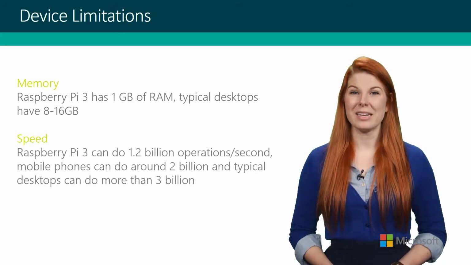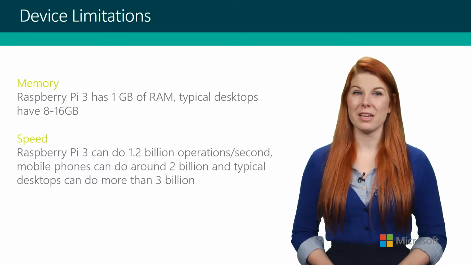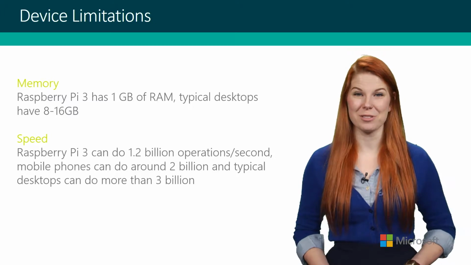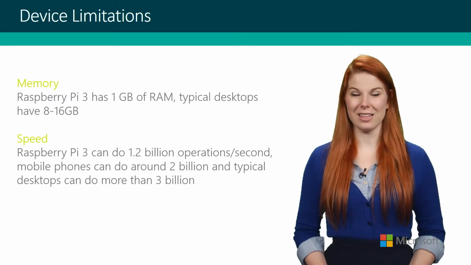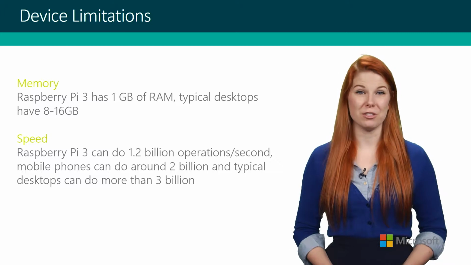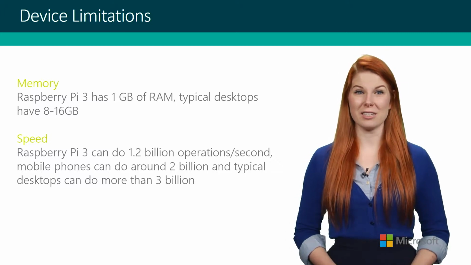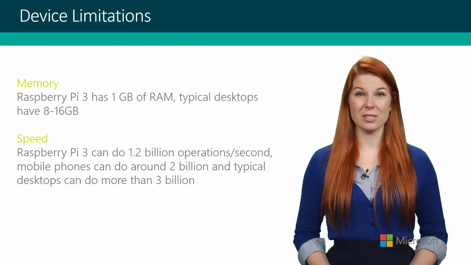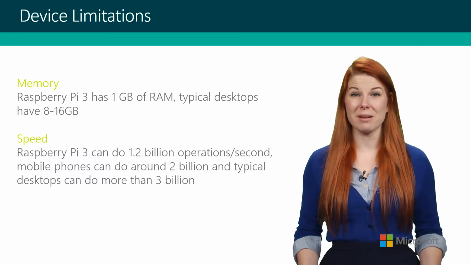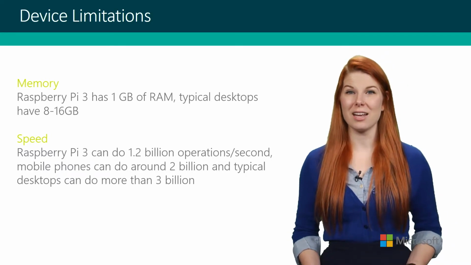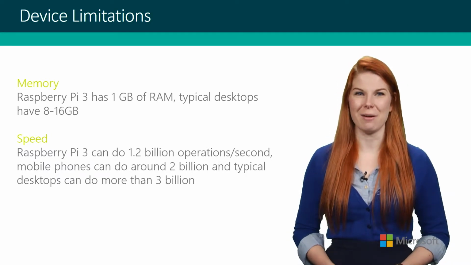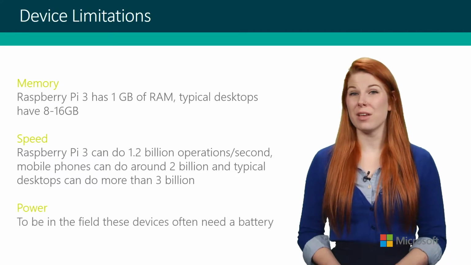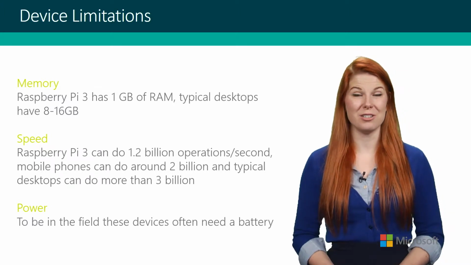The other thing to keep in mind is the speed. The Raspberry Pi 3 can do about 1.2 billion operations per second. It has a 1.2 gigahertz processor. Now that might sound like a lot, but when you compare it to, say, a mobile phone, which can do around 2 billion, and traditional desktops, which can do around 3 billion, essentially, you're operating at a third the speed of a regular computer. So things that might seem instantly fast on a desktop suddenly start to take a noticeable amount of time on an embedded device.